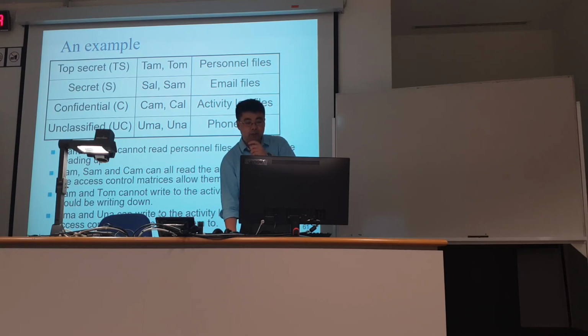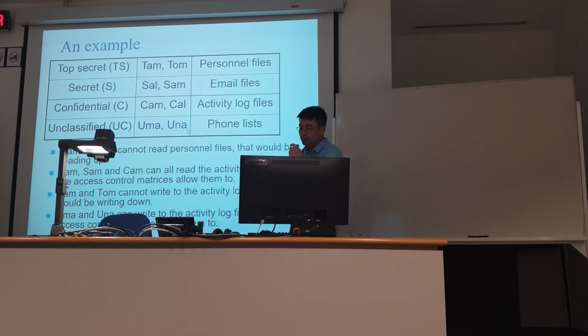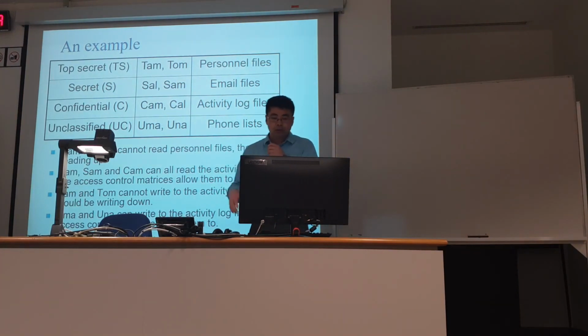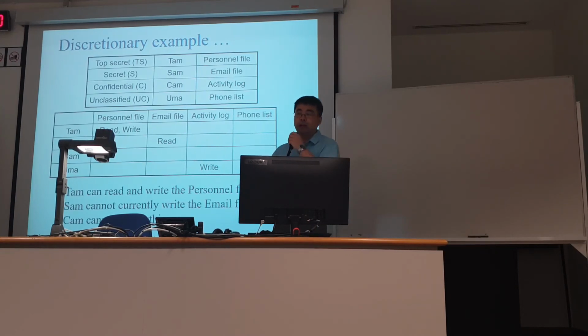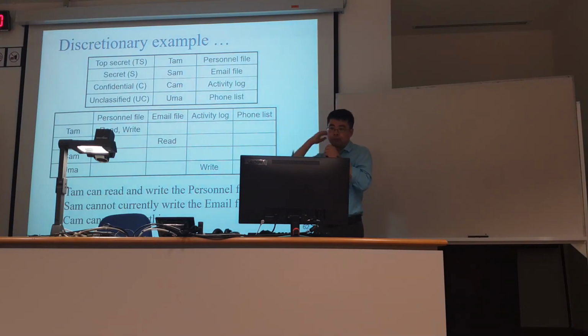All right. So here, write means only append, but they can actually read and write the phone list. They can really modify this phone list, because they are at the same level, right? If you want to have both read and write permission, you must have the same level as the object. So this is an example without considering the discretionary access control. But in general, we need to have both. That means the mandatory access control must be enforced by the system.